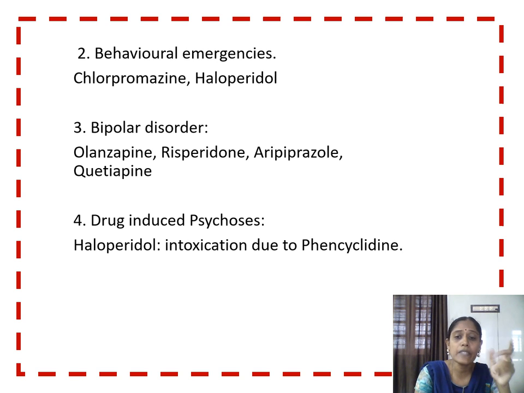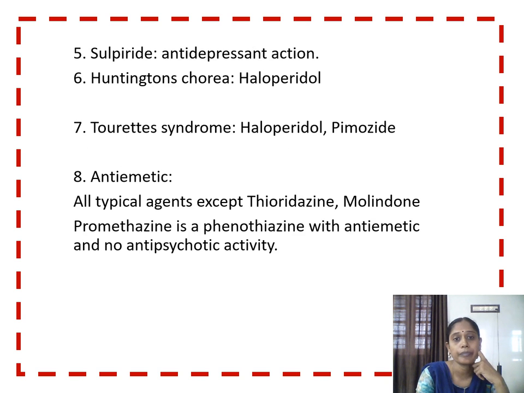And for drug-induced psychosis, like with phencyclidine, which can cause psychosis, you can give haloperidol to treat that. And sulpiride, like ziprasidone, which is an atypical antipsychotic, also has antidepressant action. Then for Huntington's chorea and Tourette syndrome, you can give the typical agents like haloperidol. And we have seen anti-emetic action, for example thioridazine, in typical agents, right?